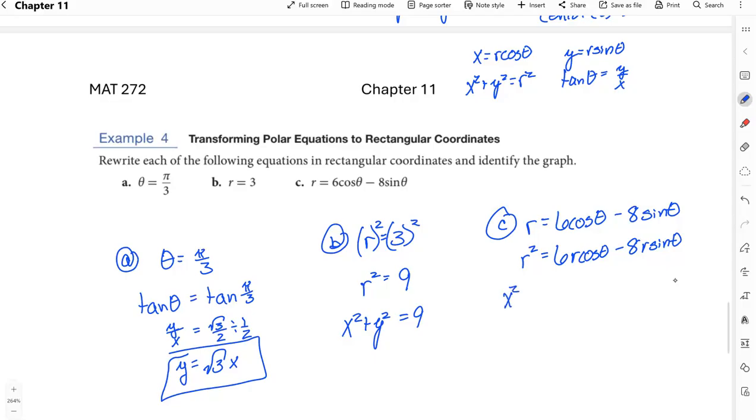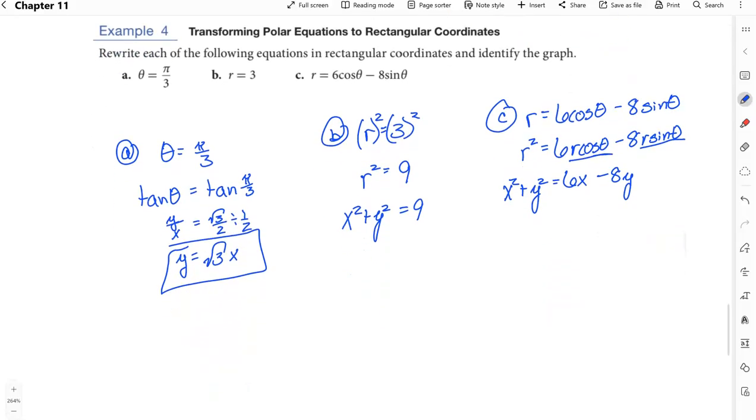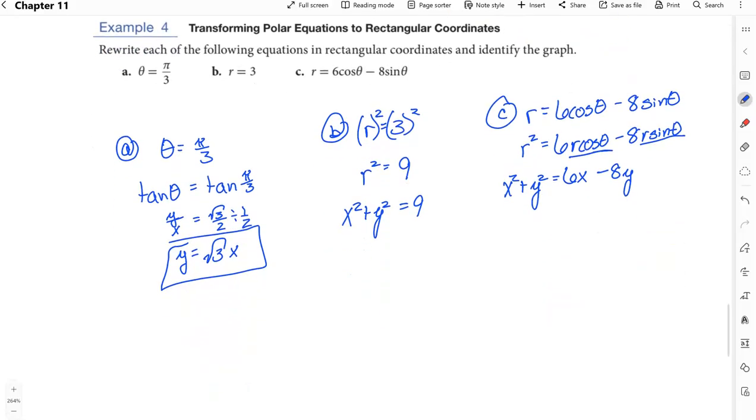I know r squared is x squared plus y squared. And I know r cosine of theta is equal to x. And r sine of theta is equal to y. So I'm going to have x squared plus y squared equals 6x minus 8y. So let's move all the x terms and the y terms on the same side so we can complete the square. So I have x squared minus 6x plus y squared plus 8y is equal to 0.